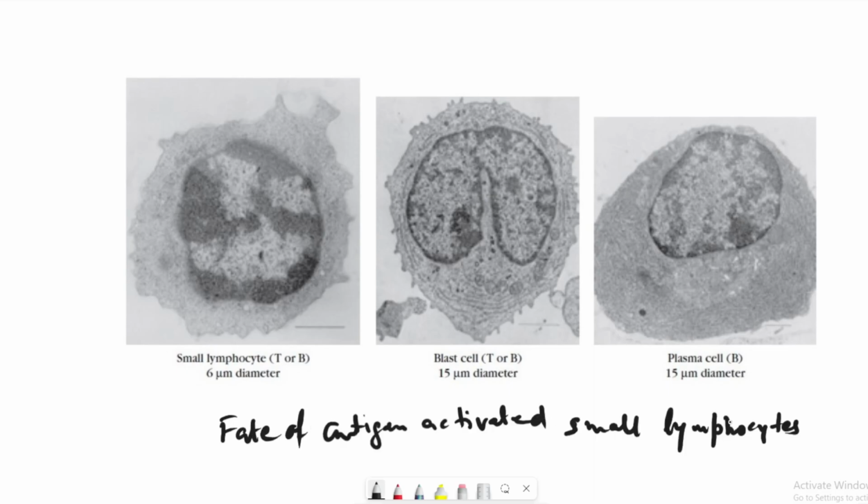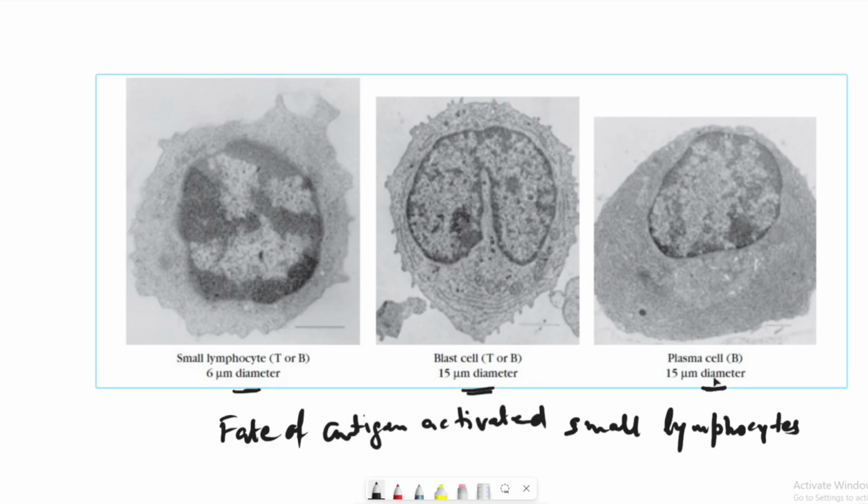Fate of antigen-activated small lymphocyte. A small resting lymphocyte, naive or unprimed, resides in the G0 phase of the cell cycle. At this stage, B and T lymphocytes cannot be distinguished morphologically. After antigen activation, B or T cells enter the cell cycle and enlarge into lymphoblasts, which undergo several rounds of cell division and eventually generate effector cells and memory cells.